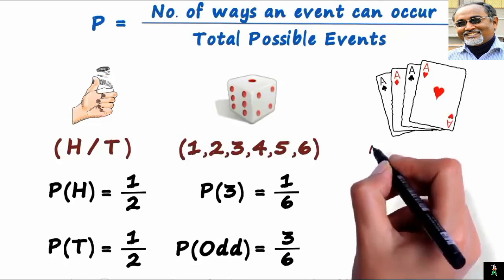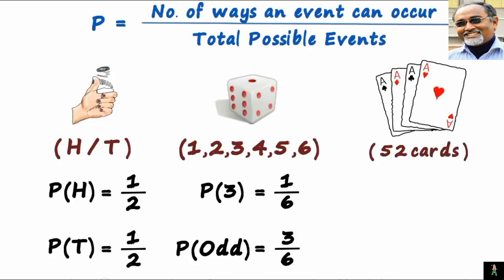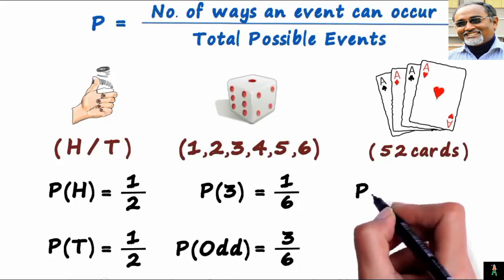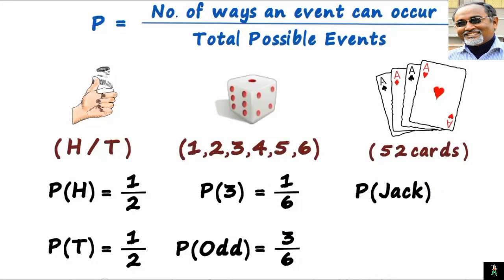Let's assume a pack of 52 cards. Say we pick a random card from this pack. What is the probability that we will pick a jack? Think logically. How many jacks are there in the entire pack? There are 4 jacks, 1 in each suit, and the total number of cards is 52. The probability of picking a jack from a pack of 52 cards is 4 over 52.